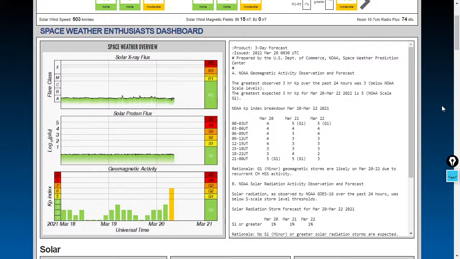By the way, the Geomagnetic Forecast has been updated here. It's not even on Space Weather Enthusiast dashboard yet. I'm just letting you know ahead of time because I'm aware of this. We're already in a KP of 6, folks. So we already see geomagnetic storm conditions upon us.